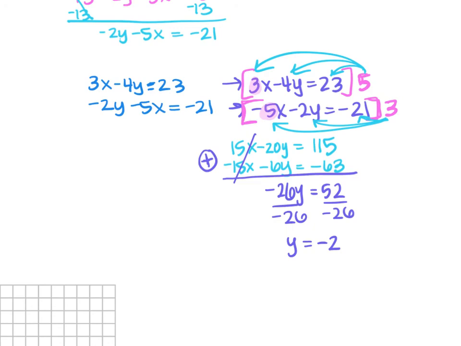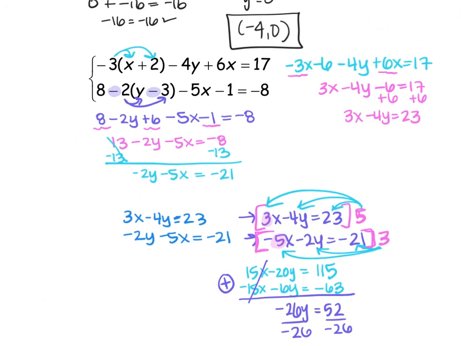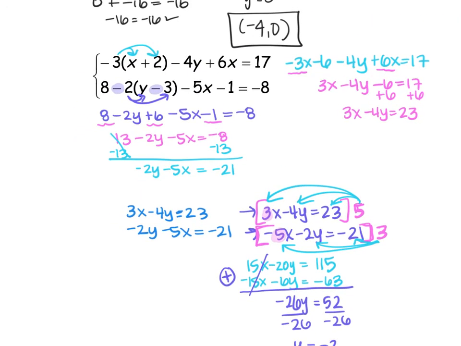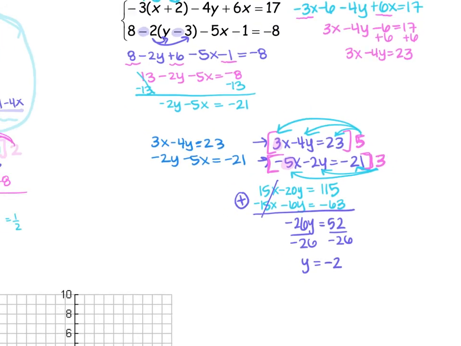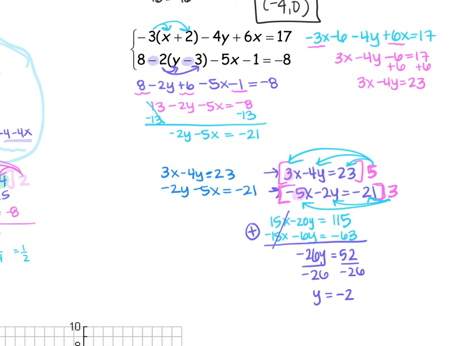Once you solve for that, you're going to go back up to one of the original equations. I know it's kind of a messy equation, but you're going to go back to one of the original equations and solve for x, okay? So negative 3 times x plus 2 minus 4, y is negative 2, plus 6x is equal to 17. Distributing: negative 3x minus 6 plus 8 plus 6x is equal to 17.